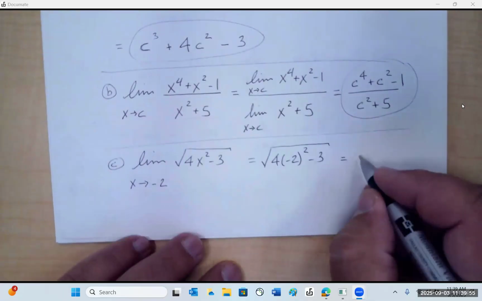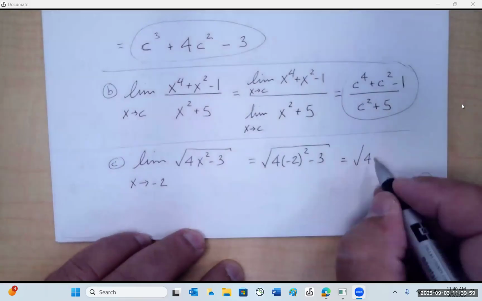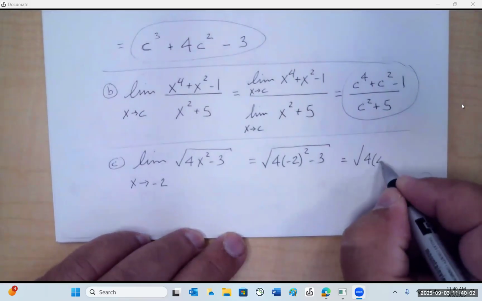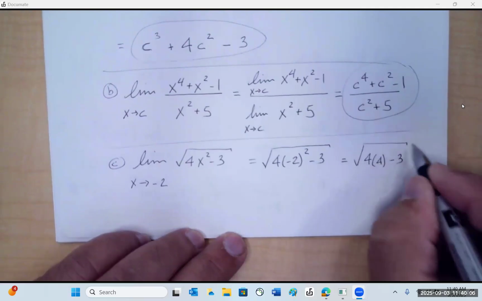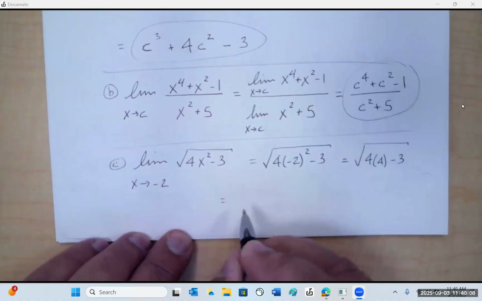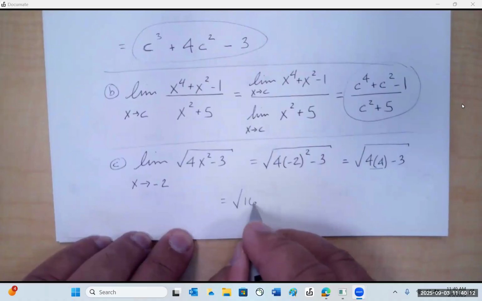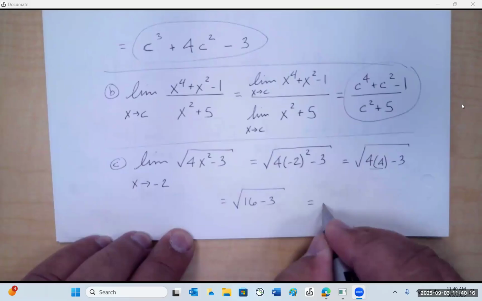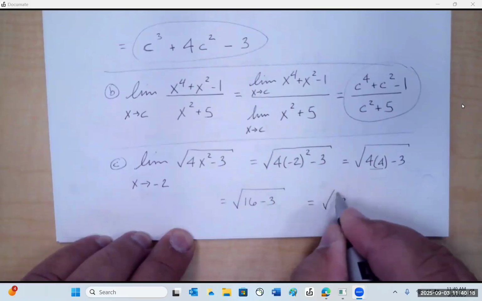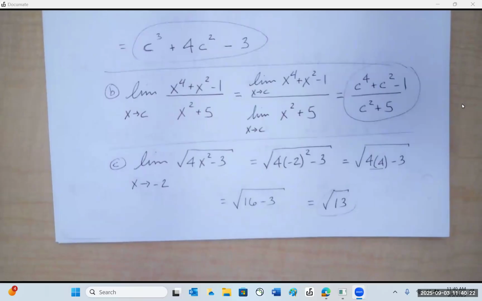So by the order of operations, -2 squared is 4. Four times 4 is 16. 16 minus 3 is 13, so the square root of 13. And there's your answer. If it gives you an answer, what if it gave me 0?